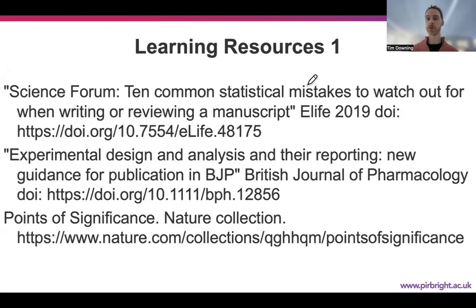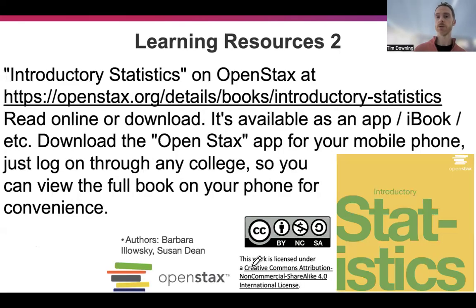There's lots and lots of resources over the next 3 slides. One of them is an eLife paper on common stats mistakes that biologists make when they're doing research. I know there's experimental design and analysis. There's a really good collection of papers at differing levels of complexity, Points of Significance, and that's a Nature collection, much of which I use in all my different stats courses.